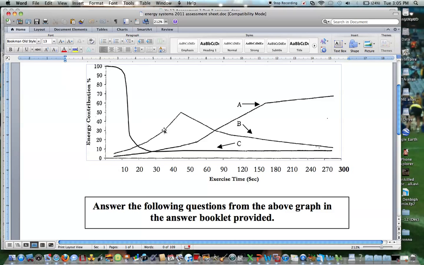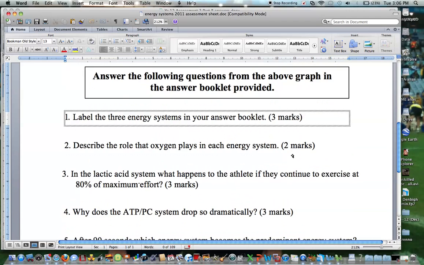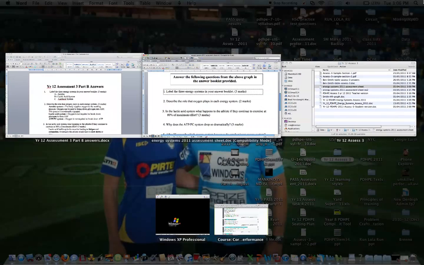B, after a short period of time, has a high spike and then it's flat. That's the lactic acid system. And C, because it drops away so quickly, is going to be the ATP system. That's question 1. Question 2 then said, describe the role that oxygen plays in each energy system.